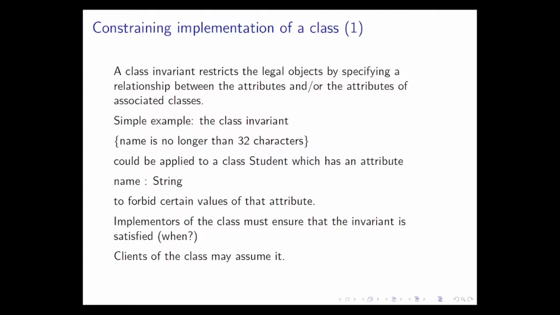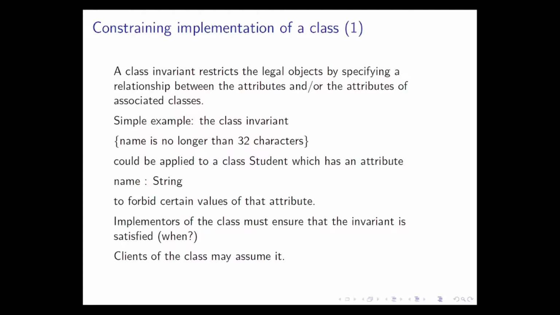So let's look in a bit more detail at the kinds of contracts that we have that are relevant in object-oriented designs. So a class invariant restricts the legal objects, the valid objects, by specifying some kind of relationship between the attributes of the class, perhaps, and or the attributes of associated classes. So you might, for example, have a class which has an attribute name of type string, and you might give a class invariant: the name is no longer than 32 characters.